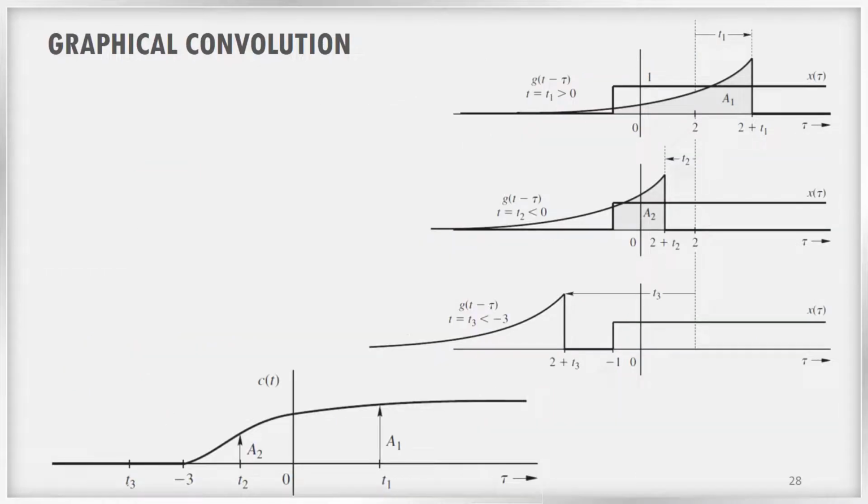That is represented in this particular diagram. When I move to the right side, I will get g of t minus tau, right? Here you can see t1, this is the distance t1 which is greater than 0, then my g of t minus tau will go to the right side. If t is less than 0, or t2, this distance t2 is less than 0, then it will go to the left side. Now I have to multiply this signal.